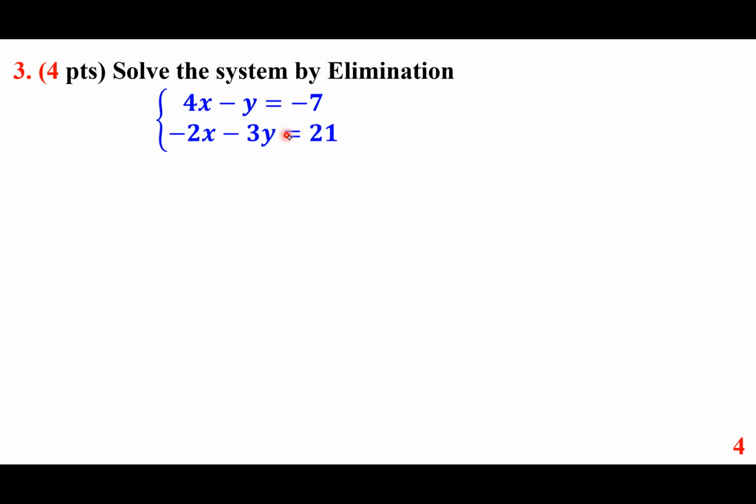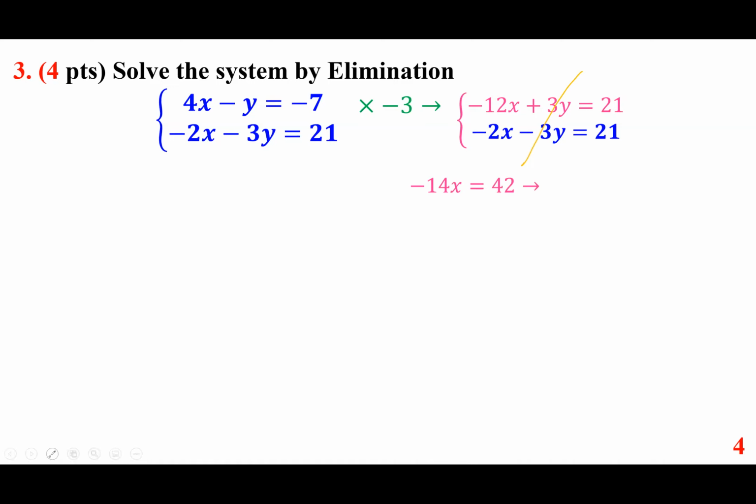In this case, we can multiply the first one by negative 3 if we decide to get rid of the y, or we can multiply the second one by 2 to get rid of the x. Makes no difference. So when we multiply this one by negative 3, we get negative 12x plus 3y and positive 21. These two cancel each other. And these two add up to negative 14x, and these two to 42.